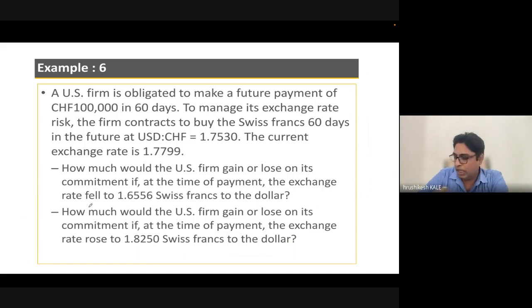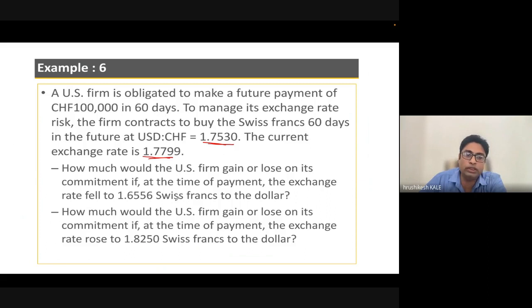Now, this is the simplest example to understand how currency exchange rate works. A US firm is obliged to make a future payment of Swiss franc 100,000 in 60 days. To manage its exchange rate risk, the firm contracts to buy Swiss franc 60 days in the future at 1.7530. So this is your forward rate. The current exchange rate, the spot rate, is also given.